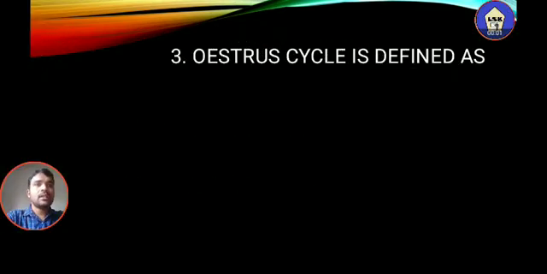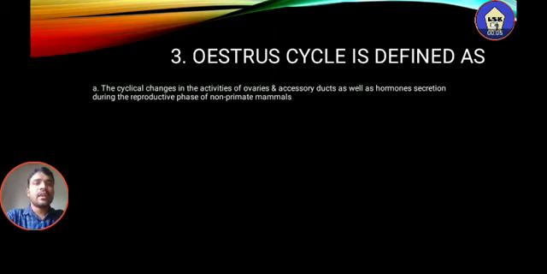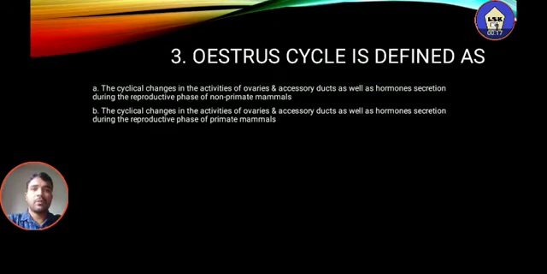Number 3, estrus cycle is defined as. Option A, the cyclical changes in the activities of ovaries and accessory ducts as well as hormone secretion during the reproductive phase of non-primate mammals. And option B, the cyclical changes in the activities of ovaries and accessory ducts as well as hormone secretion during the reproductive phase of primate mammals. So in the previous option, non-primate mammals, and in this option, primate mammals.